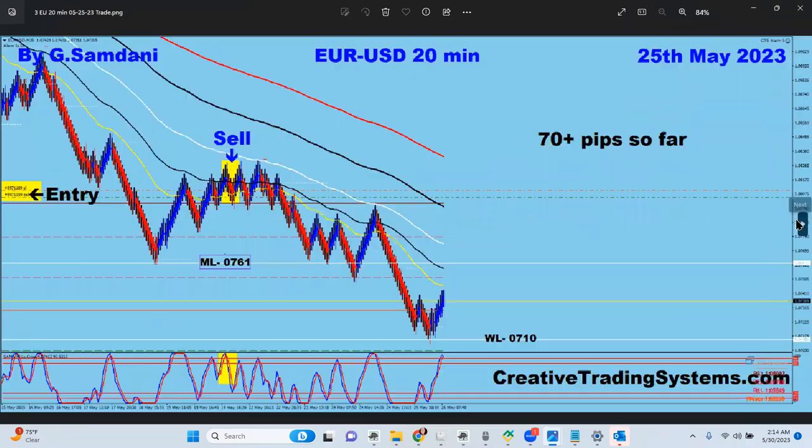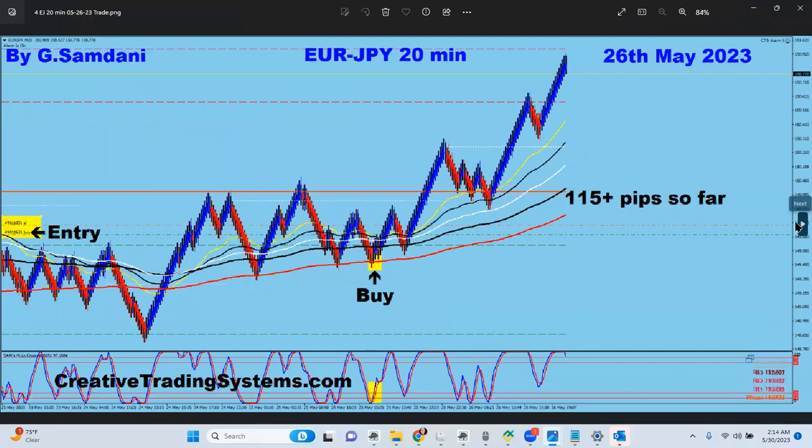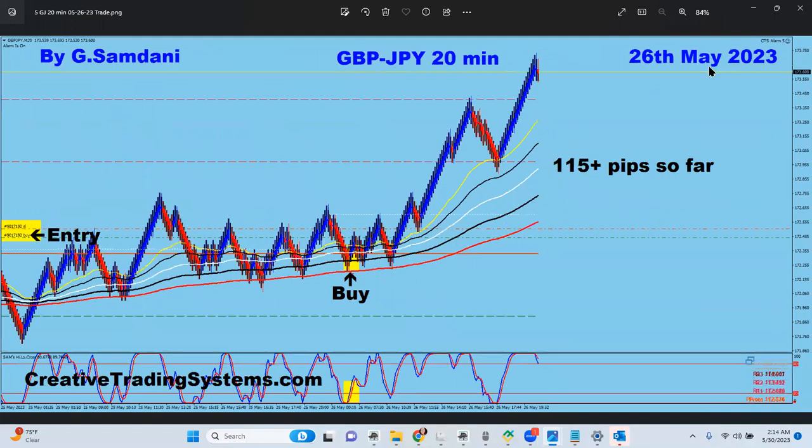Okay. And then on the 25th, Euro-USD from 20-minute short setup all the way down as USD was getting strong. And here on the 26th, Euro-Yen, Yen was getting weaker, so all Yen pairs went up. Euro-Yen, buy order here, beautiful entry, and 115 pip. And this one on pound Yen, again, this one also long, buy order here for 115 pip.